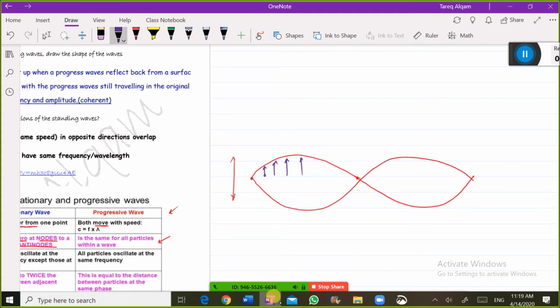And with the time, the particle, this is the maximum. Let's consider this particle. This particle will oscillate only between these two positions only. This particle oscillates only between these two positions, and so on. So each one has a certain amplitude. Is that clear?